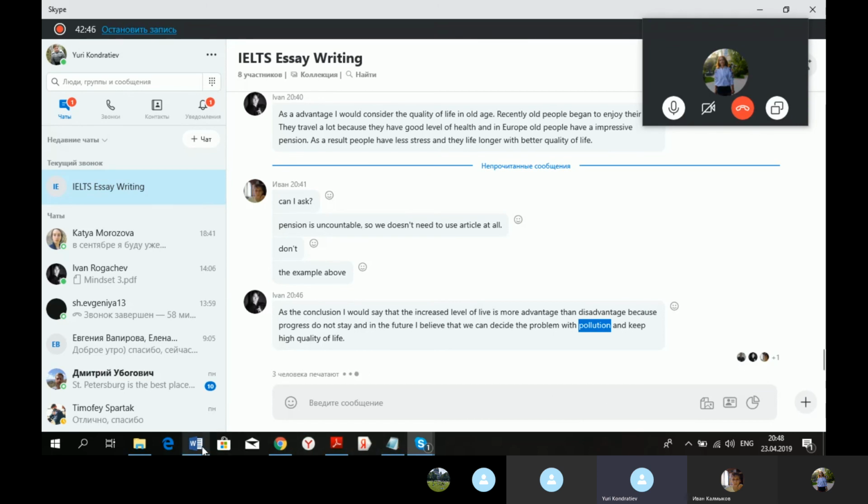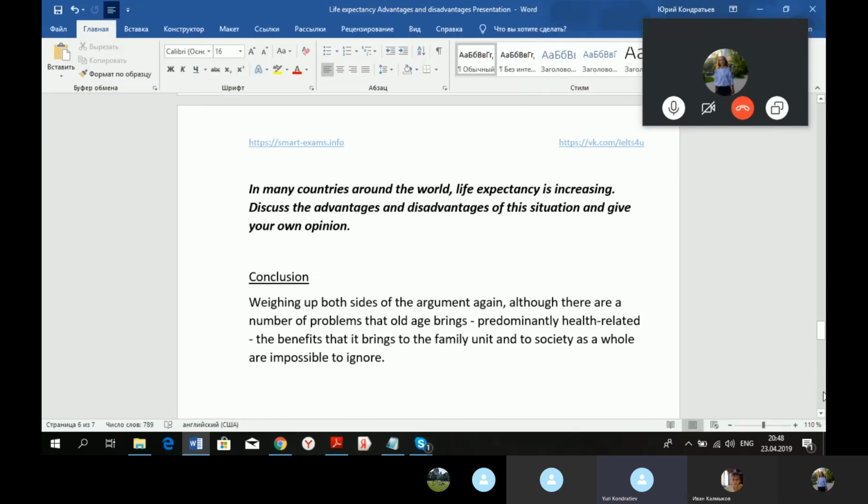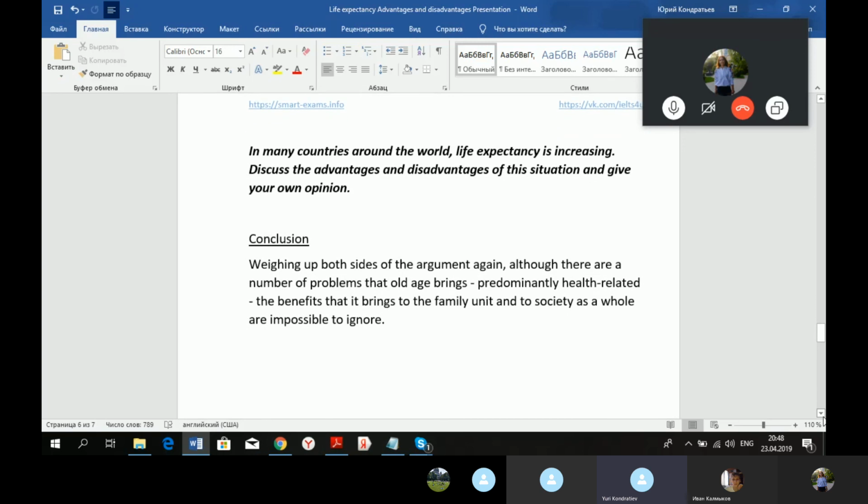All right, so let's have a look at my variant of conclusion. Weighing up both sides of the argument again, complex sentence. Although there are a number of problems that old age brings, predominantly health-related, the benefits that it brings to the family unit and to society as a whole are impossible to ignore.